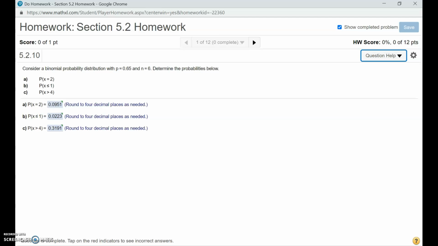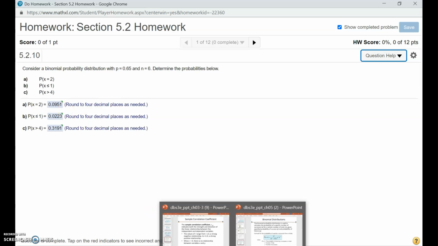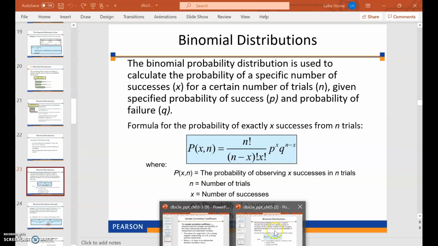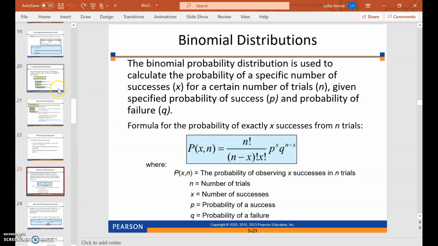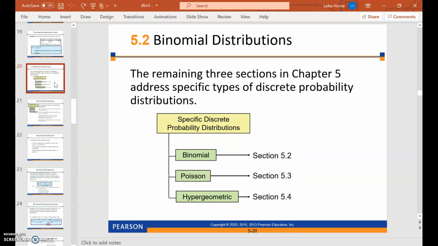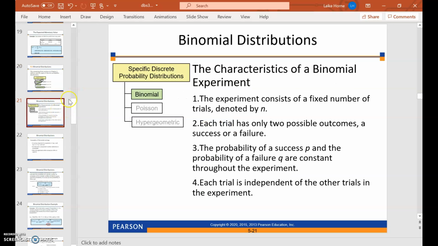Okay, in this section we're going to look at binomial distributions, when P is 0.65 and N is 6, and we're going to find the probability of each of these. But let me explain what we're doing here first. Section 5.2 is specifically about binomial distribution, so this is what this homework is about.